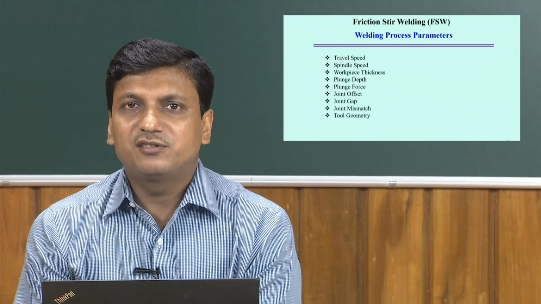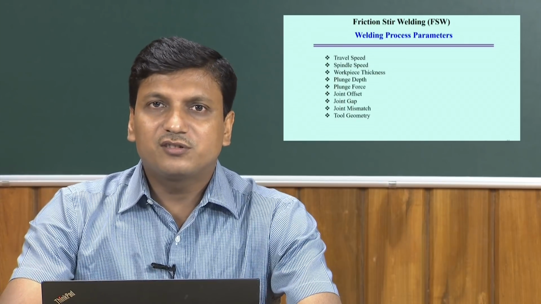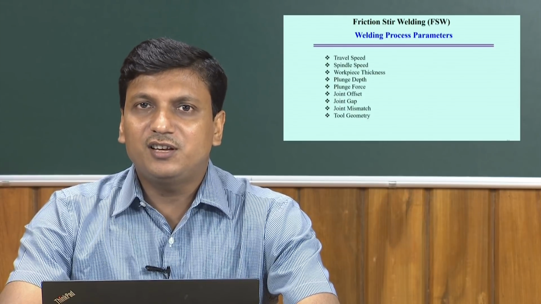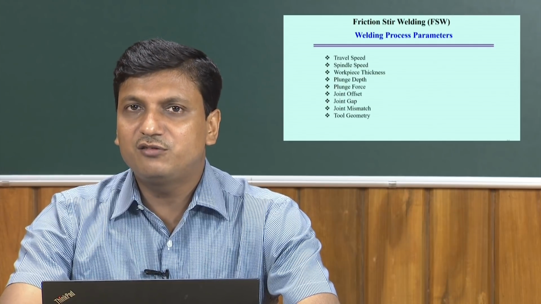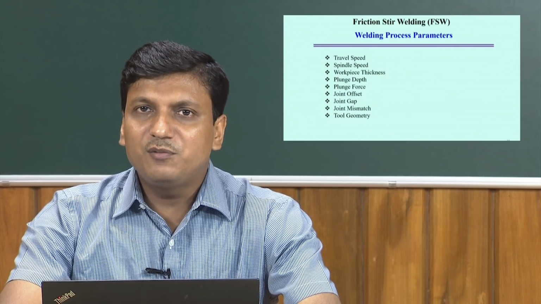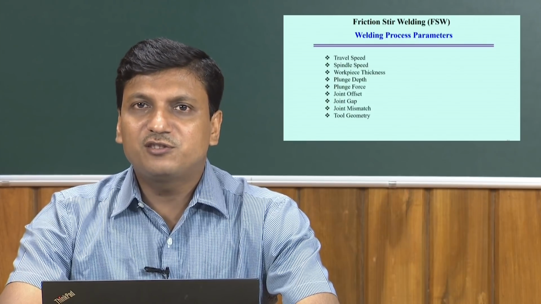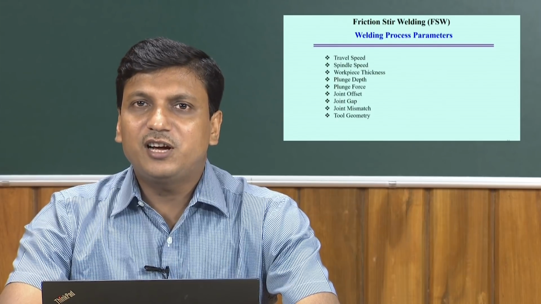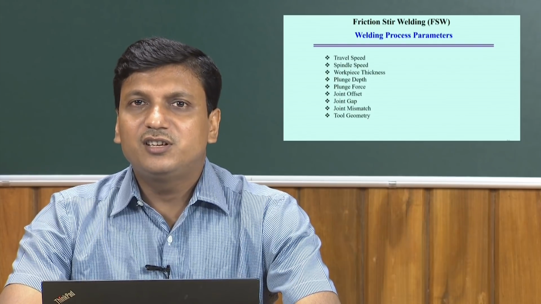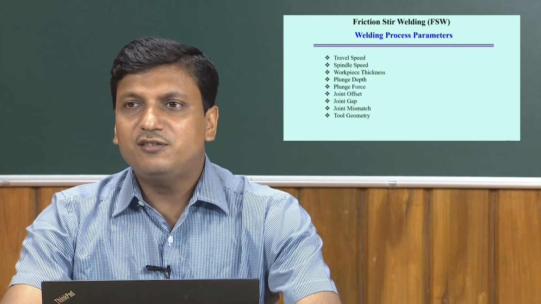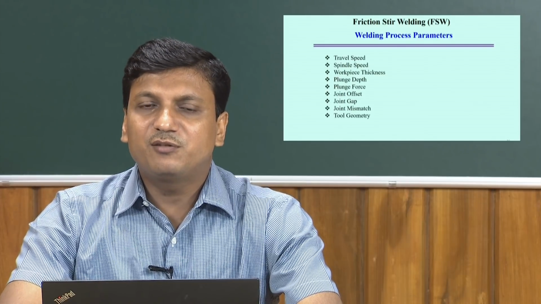Then spindle speed. Spindle speed should be very high, because in each and every process, for a material and tool combination, there may be some minimum tool rotational speed to get a good weld joint. So, normally spindle speed is very high. That produces the frictional heat generation, and that heat basically softens the material and helps the plasticizing of the material.